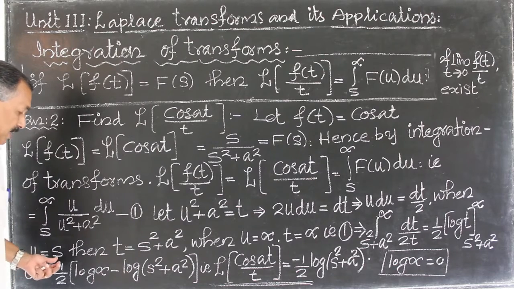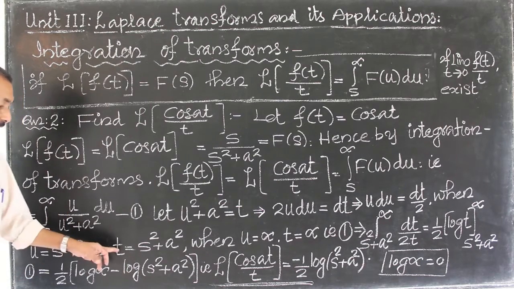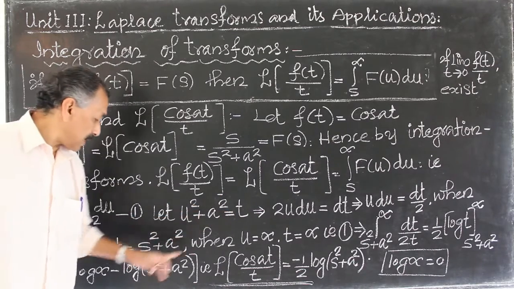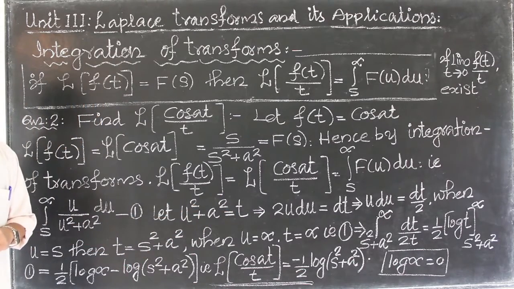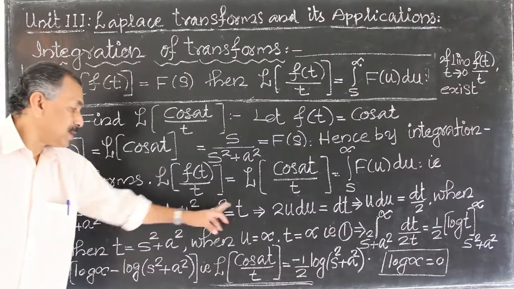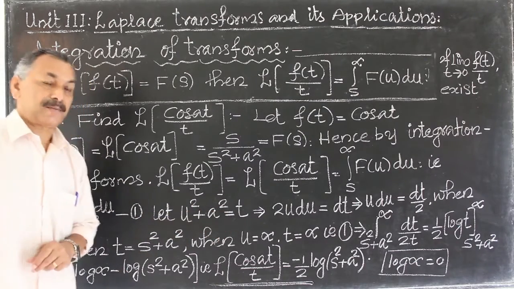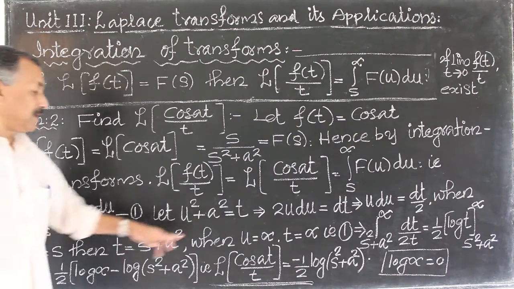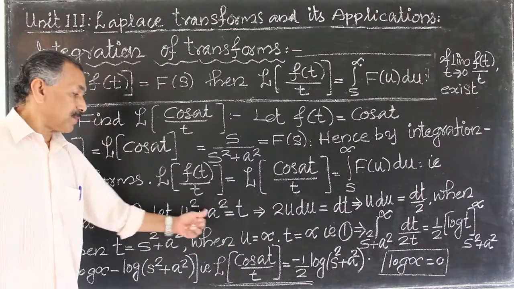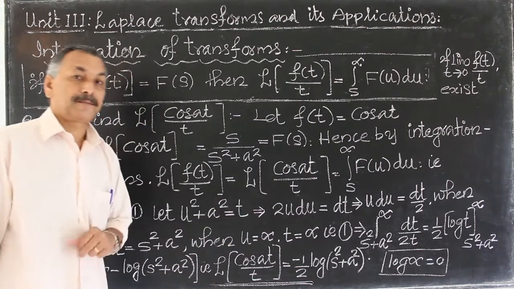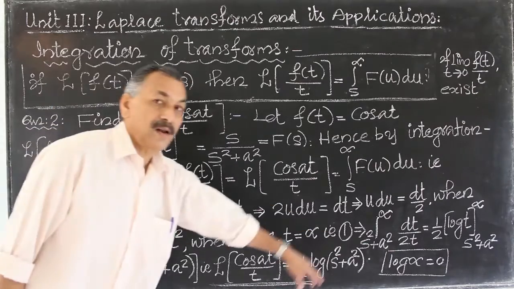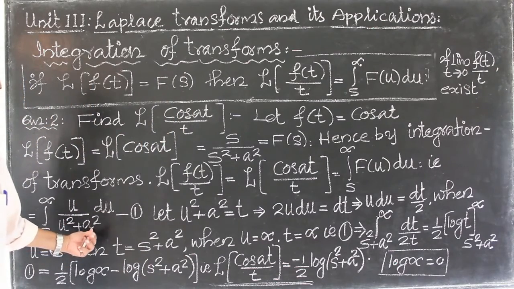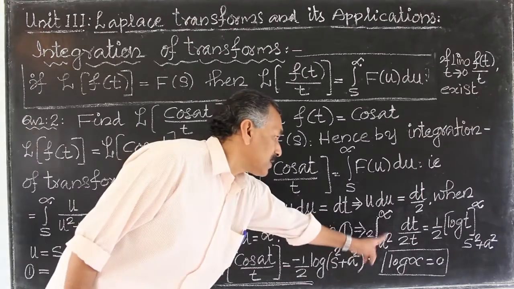When u is equal to s, t is equal to s square plus a square. And when u is equal to infinity, the upper limit, t is equal to infinity. That is, integral s to infinity u du by u square plus a square is equal to integral from s square plus a square to infinity.